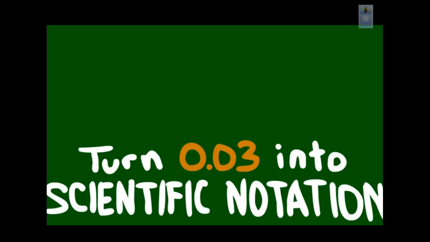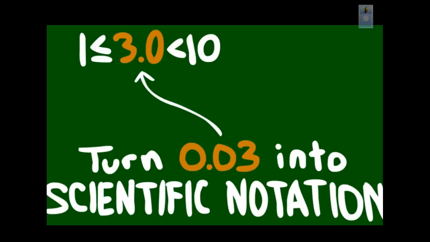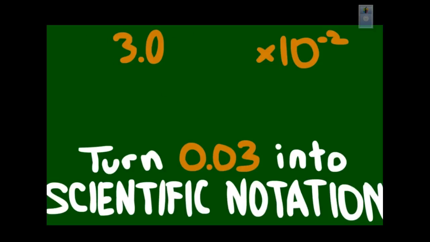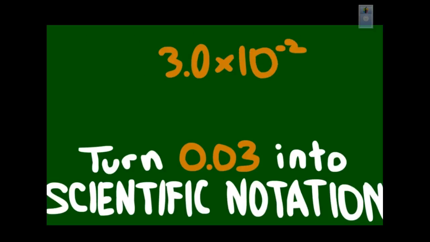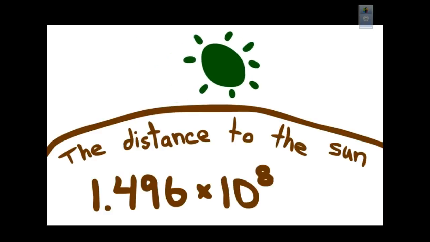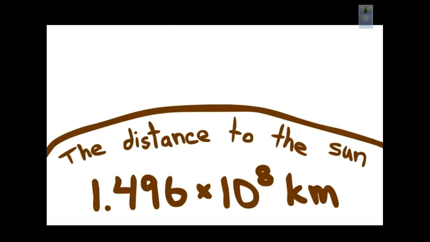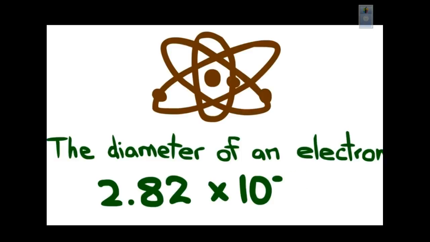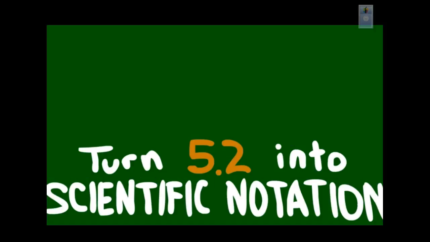Express your number so that it's more than 1, but less than 10. Take that number and multiply it by 10 to the proper exponent. 0.03 in scientific notation is 3 times 10 to the negative 2. 10 to the negative 2 is 0.01 times 3, that's 0.03, so there's your proof.